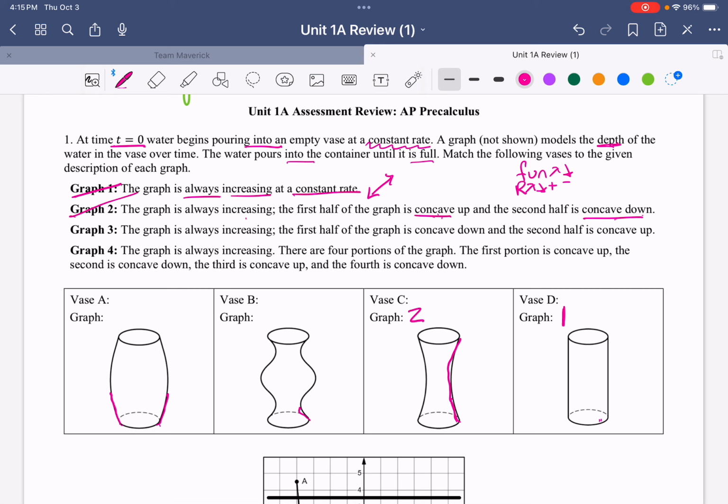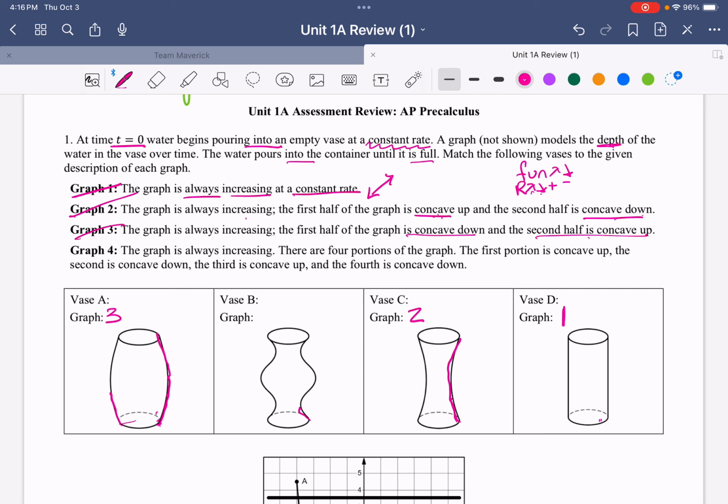All right, so graph 3, again, always increasing. All of them are. The first half is concave down. The second half is concave up. So as the water fills in here, the rate at which the height changes is going to slow down because it's getting wider. And then the rate at which the depth changes is going to speed up. So that would mean concave down and then concave up from our fun chart. So this would be graph 3.